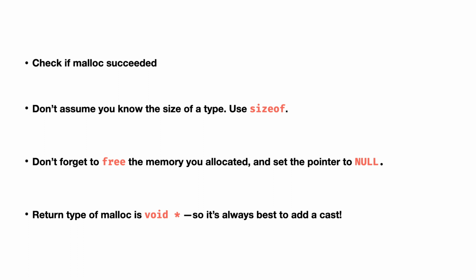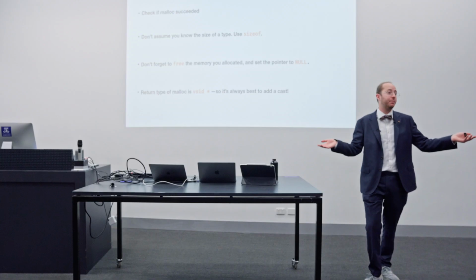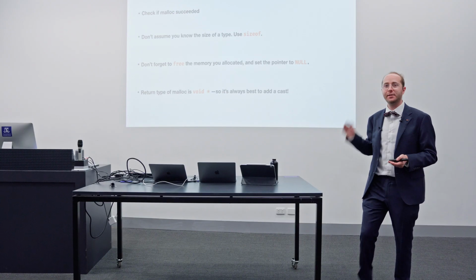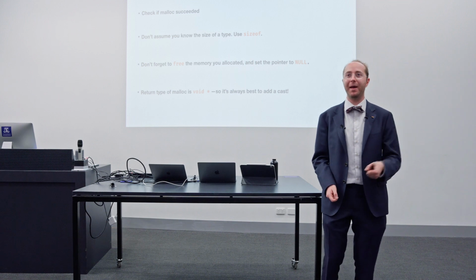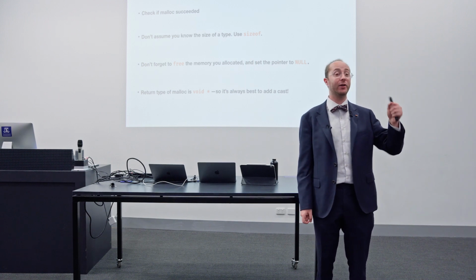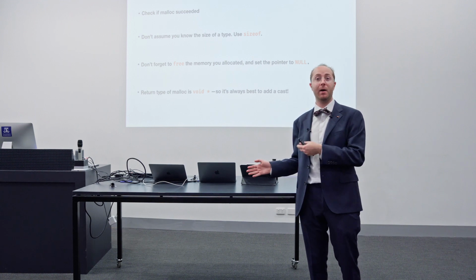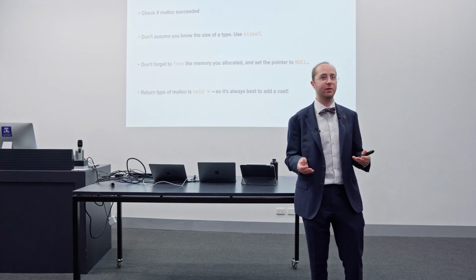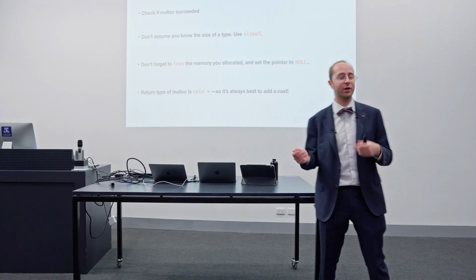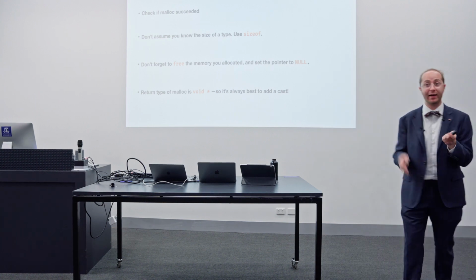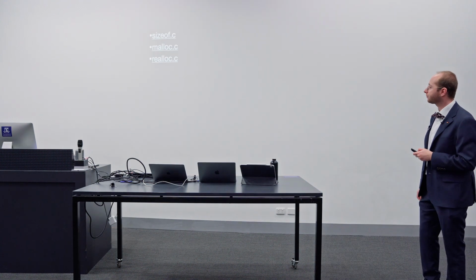And the return type of malloc is void star. It's a pointer to, I don't know what type of object. And so it's always best to add a cast. As Bell reminded us, the compiler can implicitly do this cast for you, but you're better off if you tell the compiler and tell the program what the object is that you're actually casting it to. So add that cast when you use malloc.